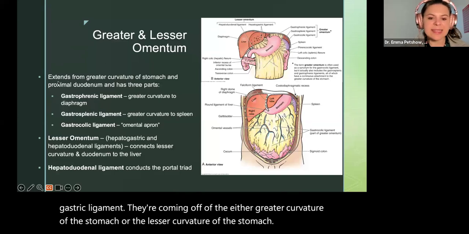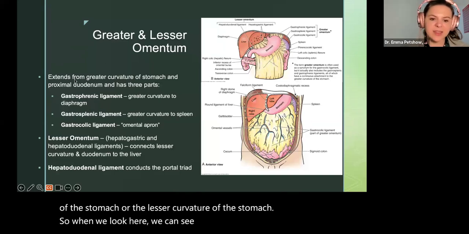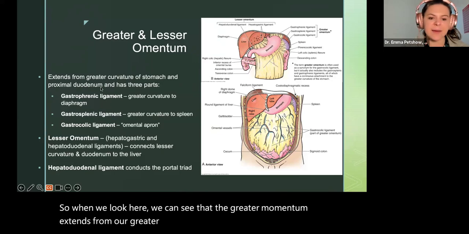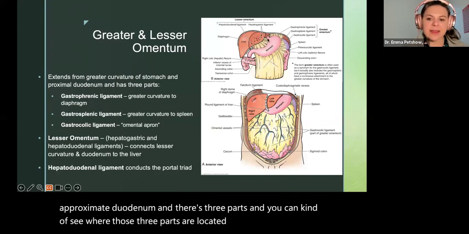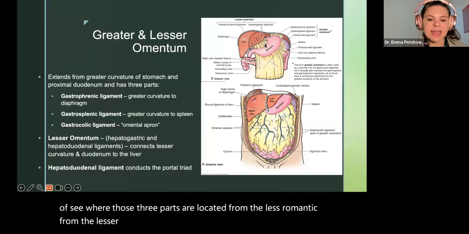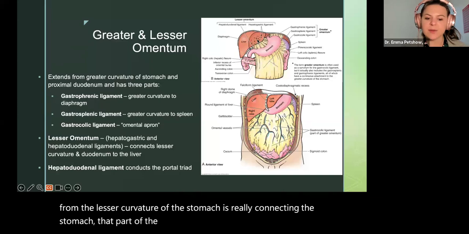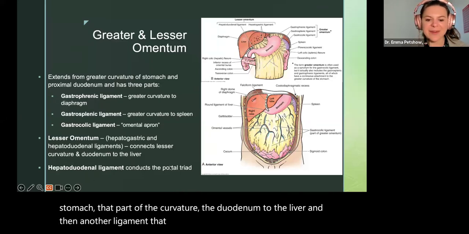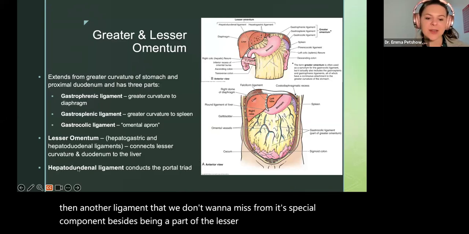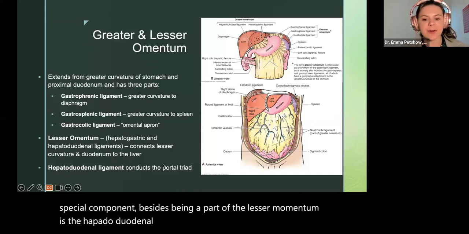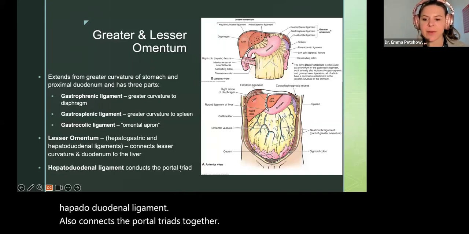So when we look here, we can see that the greater omentum extends from our greater curvature of the stomach. It has a proximal duodenum, and there are 3 parts, and you can see where those 3 parts are located. The lesser omentum, from the lesser curvature of the stomach, is really connecting the stomach, that part of the curvature, the duodenum, to the liver. And then another ligament that we don't want to miss, besides being a part of the lesser omentum, is the hepatoduodenal ligament. It also connects the portal triads together, which is an important component that it has.